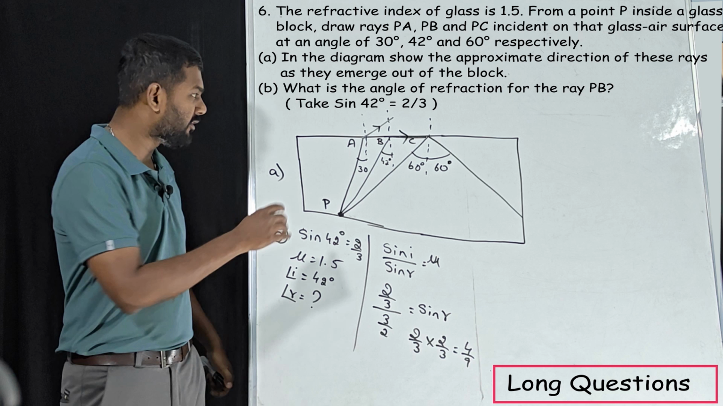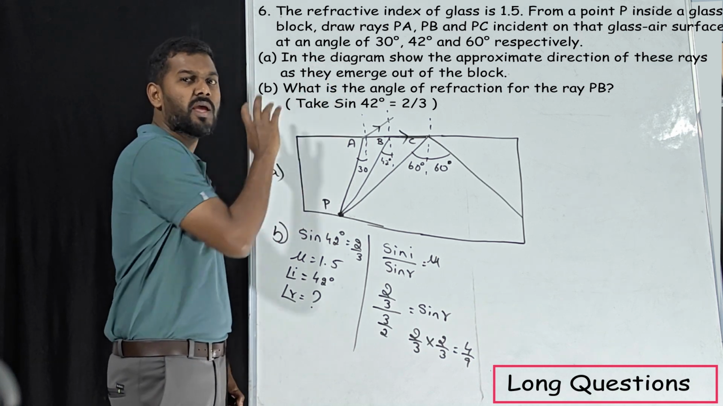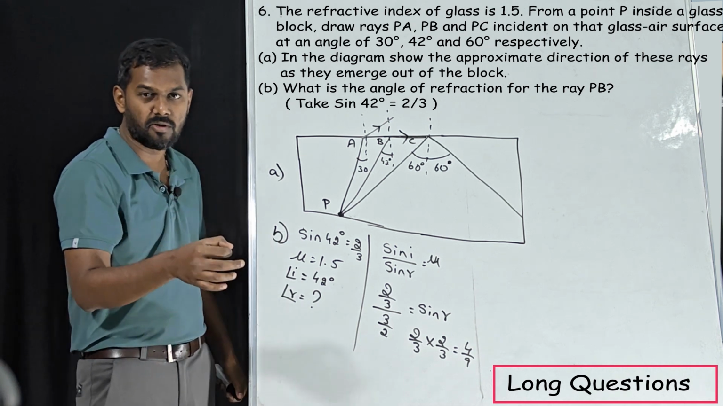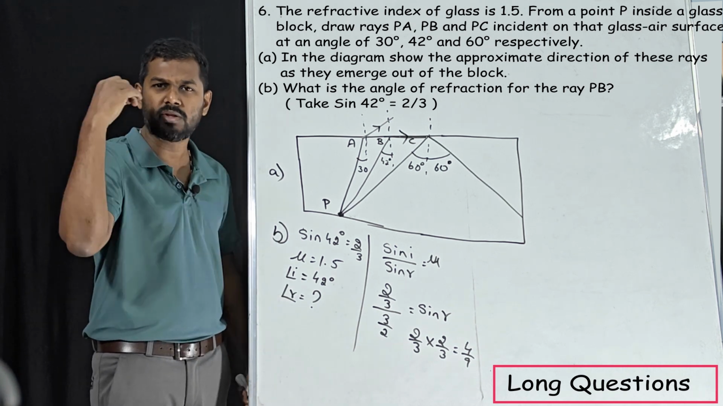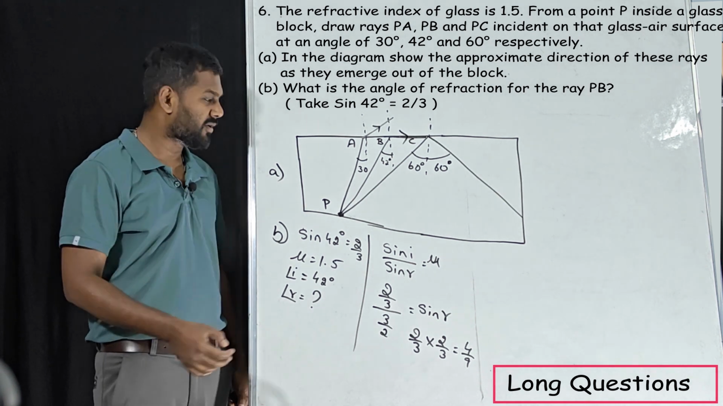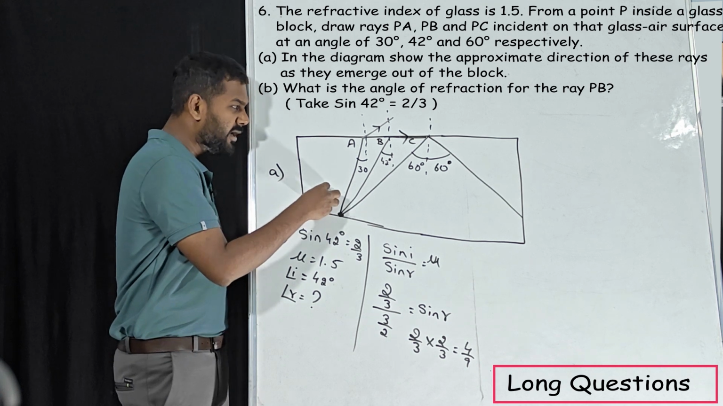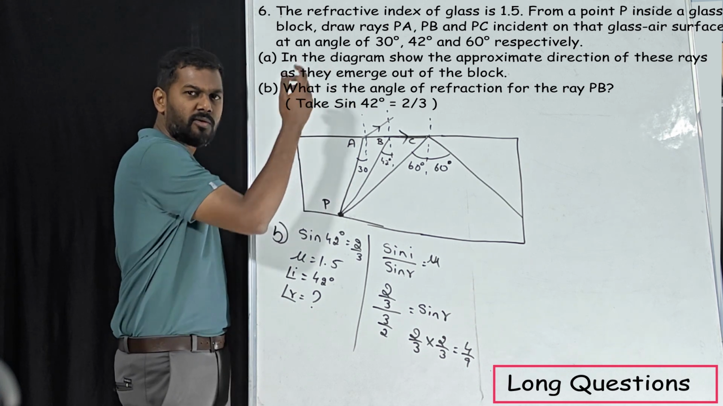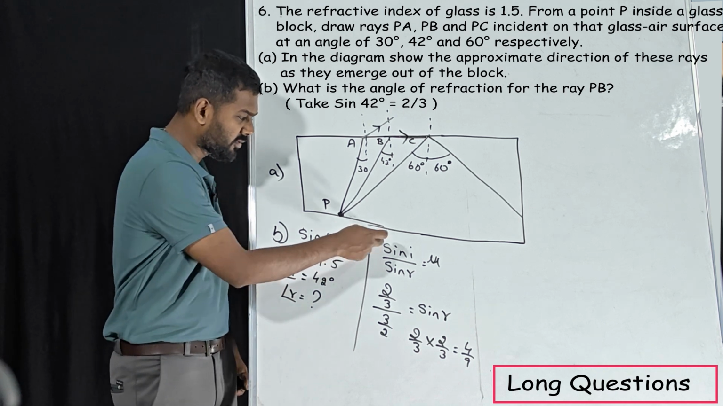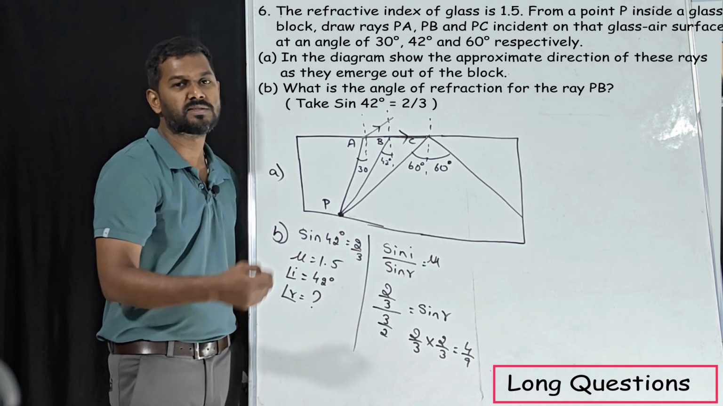So that is why we have to see whether the light is coming from air to glass or glass to air. Whatever refractive index they give for glass or water, it is always from air to that medium. But when the light is going from that medium to air, glass to air, water to air, diamond to air, whatever it is, this formula will become sin R by sin I.